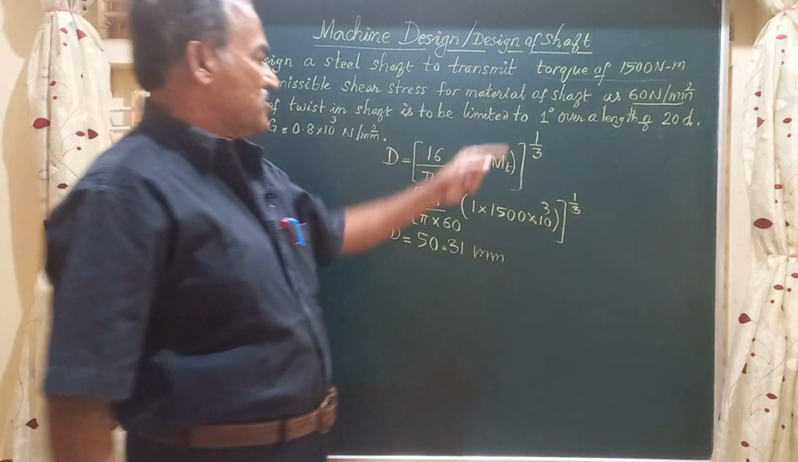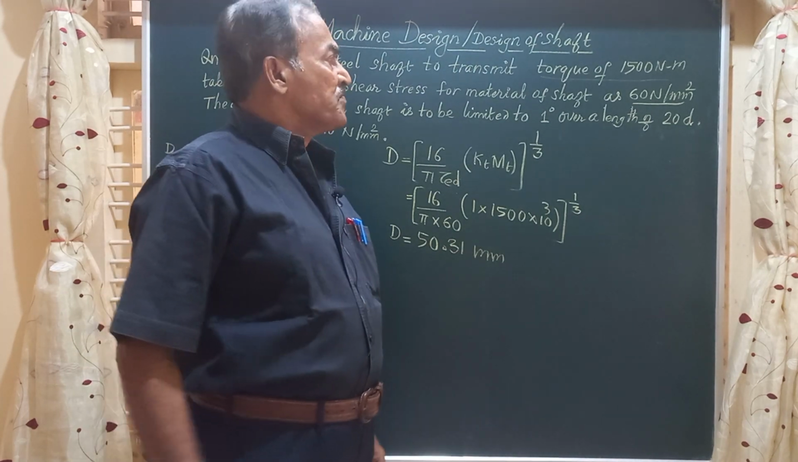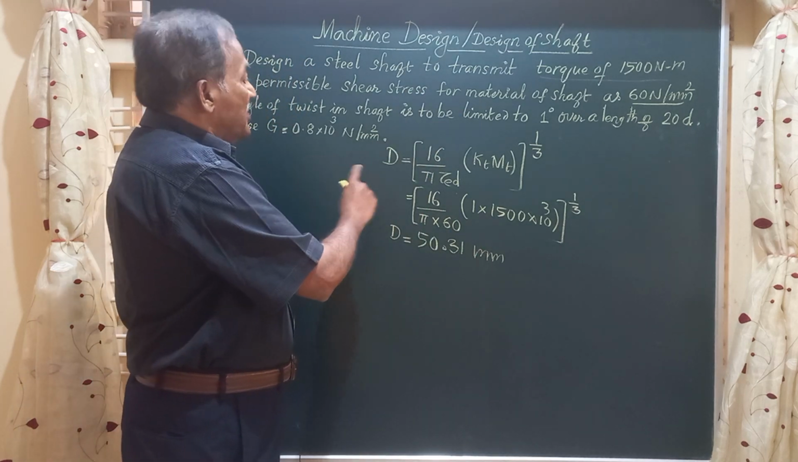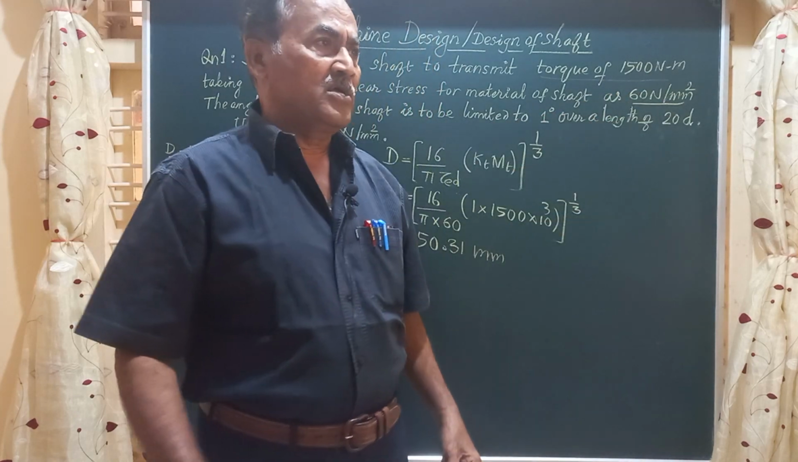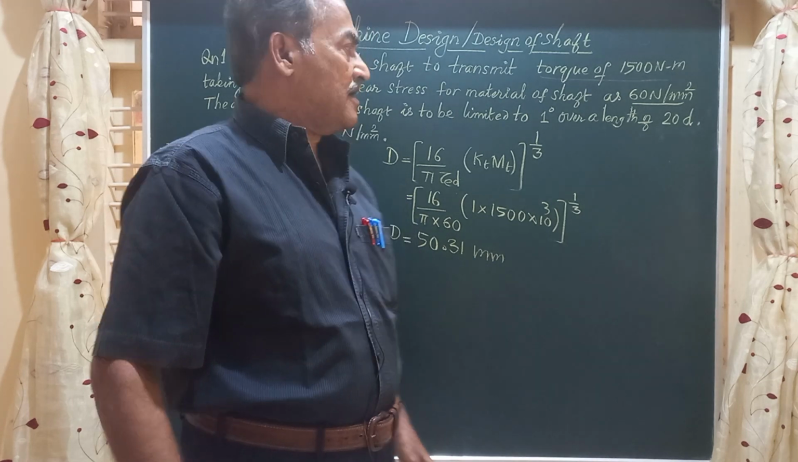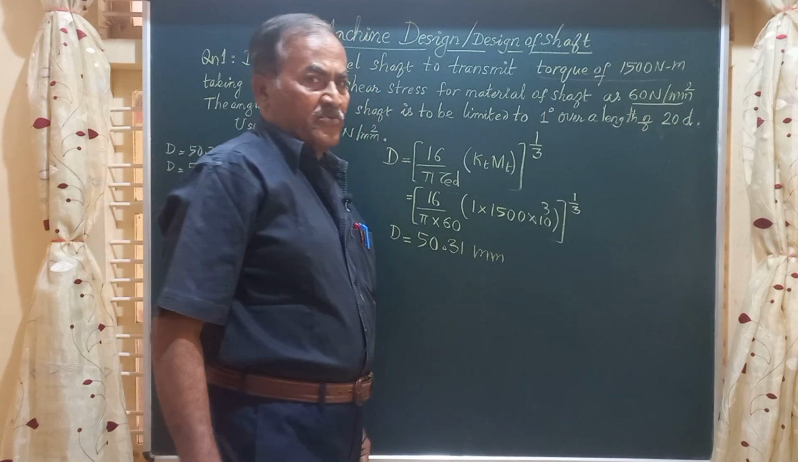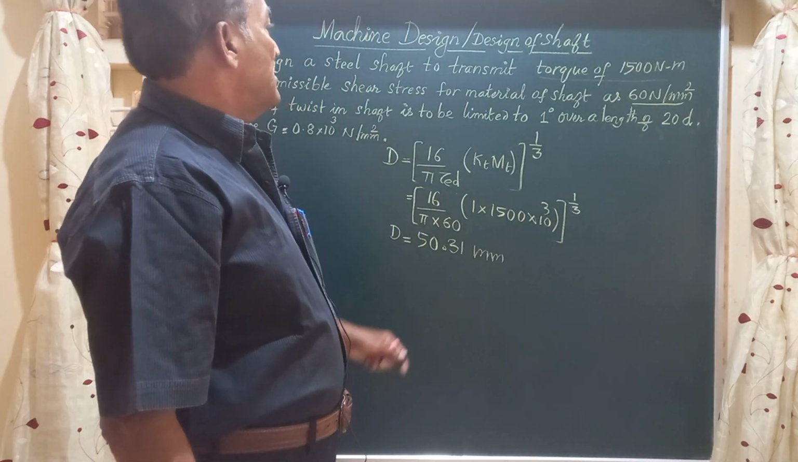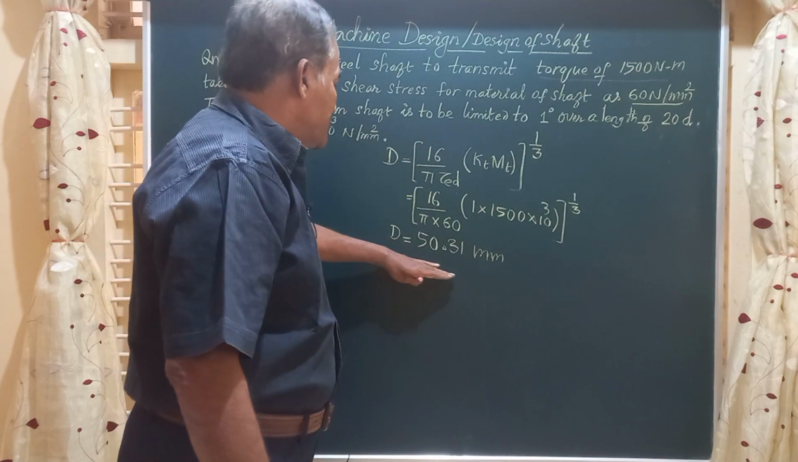That is, to transmit this torque, this much is the value of shaft diameter required. But in the question, he continues to say that while transmitting this power of 1500 Newton meter, the angle of twist in the shaft, that's represented by theta, should not exceed 1 degree over a length of 20 times shaft diameter. Friends, now if you had not asked this part, the solution would have been only this much.